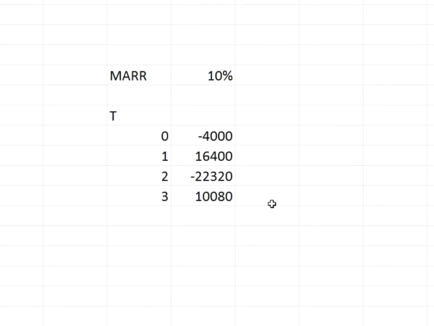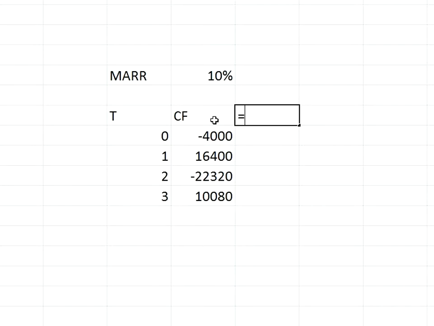Here we have a project with the cash flows occurring on these periods, so 0, 1, 2, and 3. We have an initial investment of $4,000, then we receive $16,400, an additional investment of $22,320, and then we receive back $10,080. So we can compute the present worth of this.